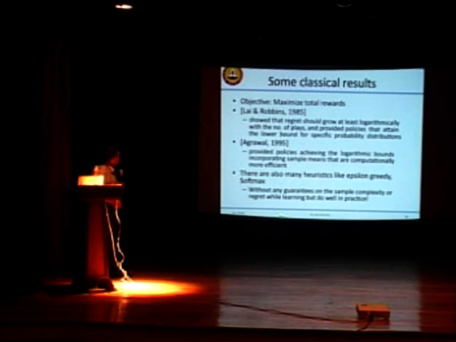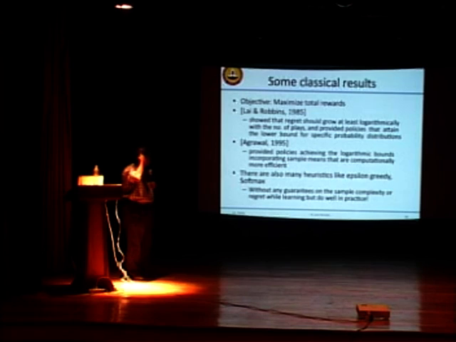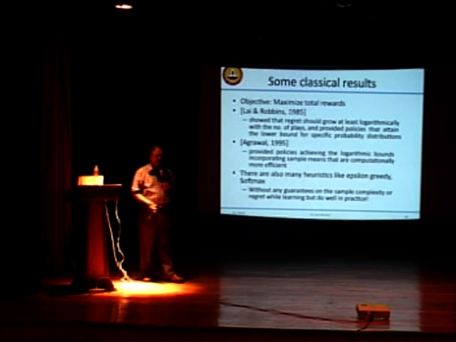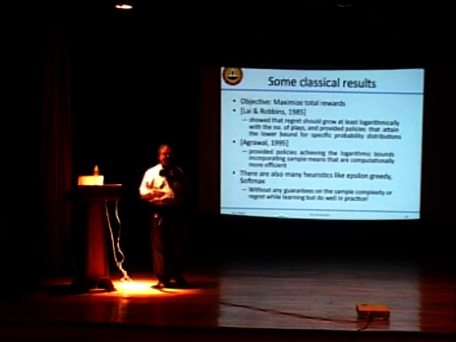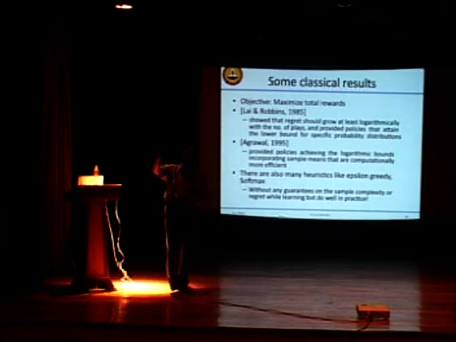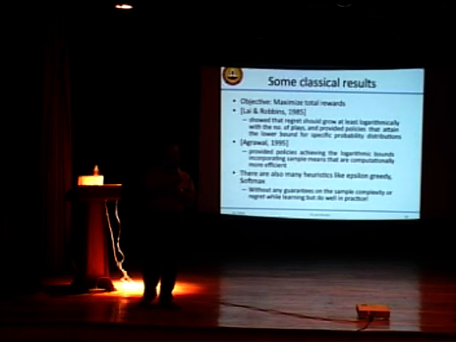Then there is this paper in '95 from Agrawal and others, which actually gave a policy for learning that achieved this logarithmic curve. Lai and Robbins just said that there can be no policy that can do better than this, but they themselves didn't give an algorithm. So that's an absolute lower bound. We cannot do better than that. And there are many algorithms that achieve that logarithmic regret.